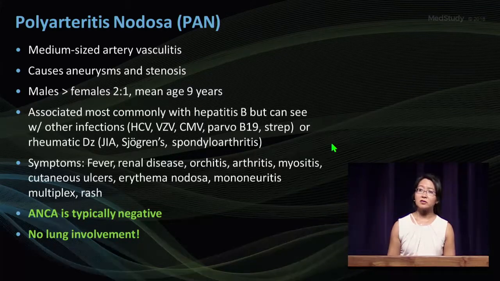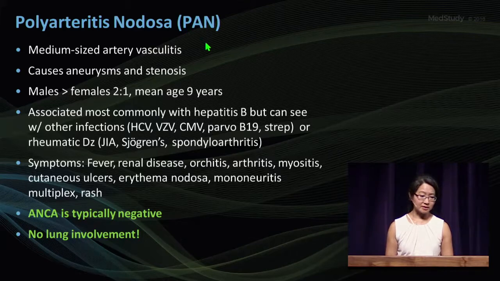PAN is commonly associated with hepatitis B virus infection. And when you treat the hepatitis B, the arteritis goes away. Other infections have been linked to this condition as well, such as hepatitis C, CMV, parvo B19, and strep. But in addition to that, other rheumatic diseases can also cause PAN, such as Sjogren's, spondyloarthritis, and JIA.